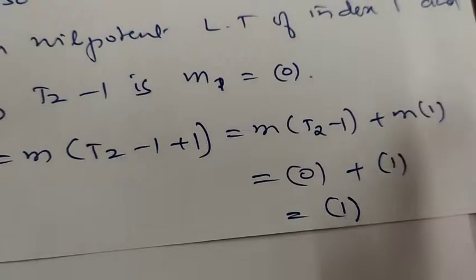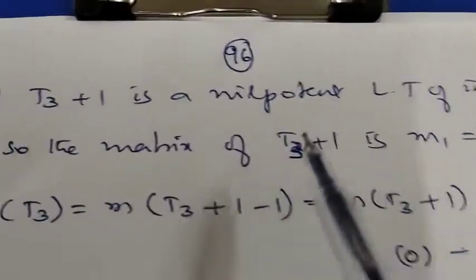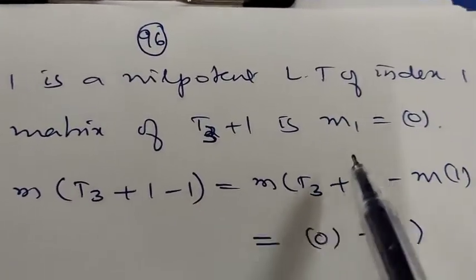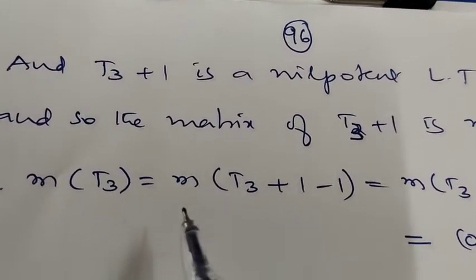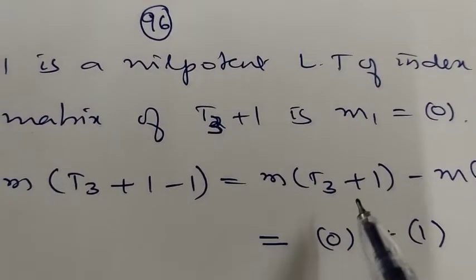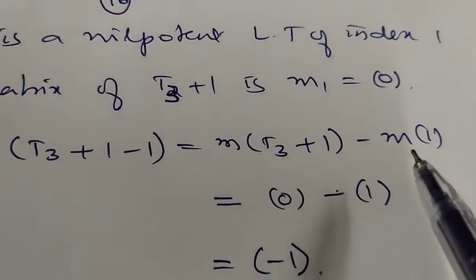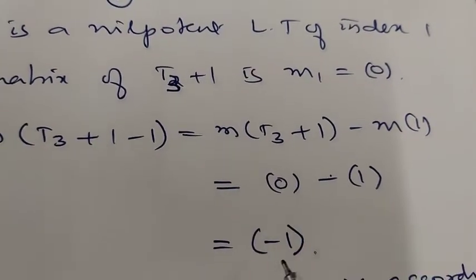Similarly, T3 plus 1 is also a nilpotent linear transformation of index 1. Therefore the matrix of T3 plus 1 is M1, which is 0. And therefore the matrix of T3 is the matrix of T3 plus 1 minus 1. So this is equal to the matrix of T3 plus 1 minus the matrix of 1. So the matrix of T3 plus 1 is 0, minus 1 is minus 1.